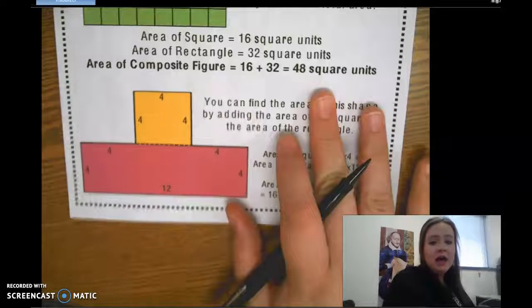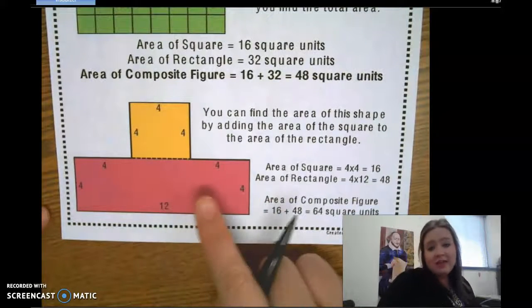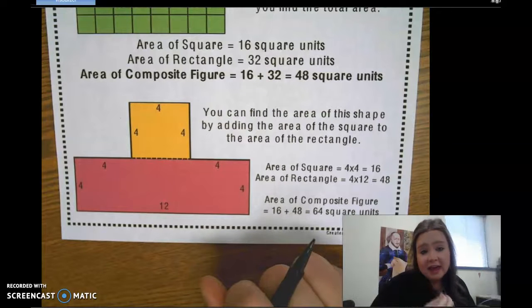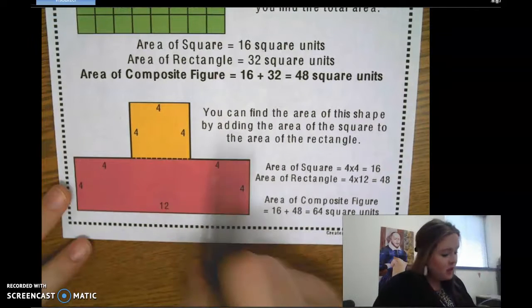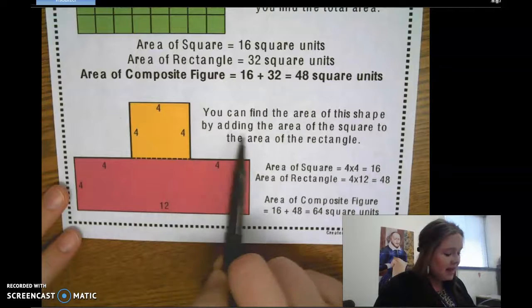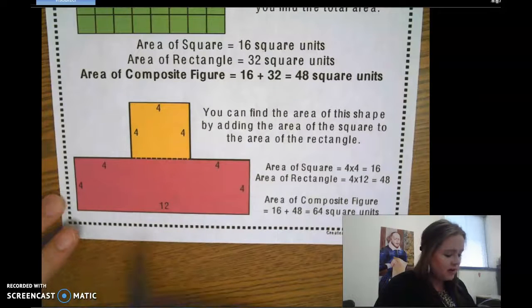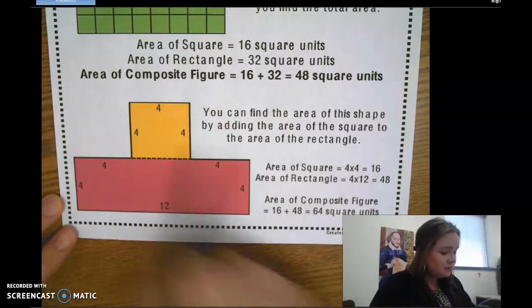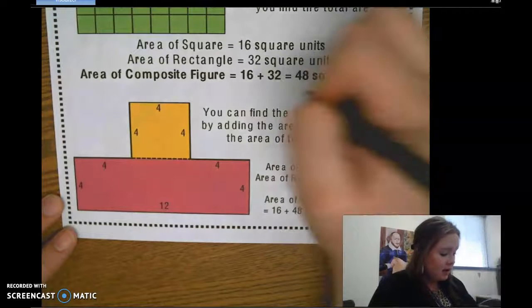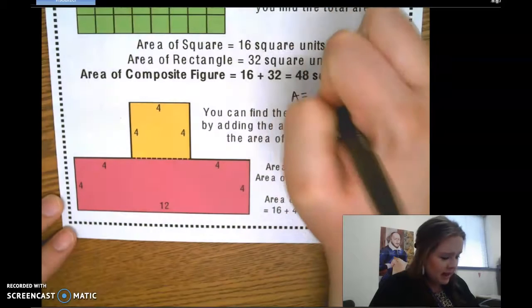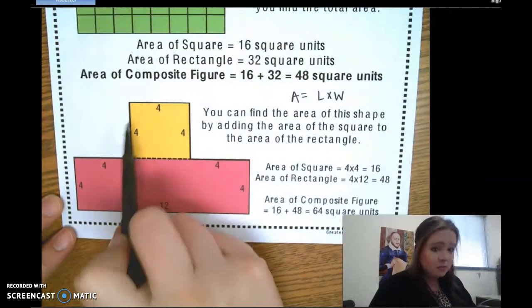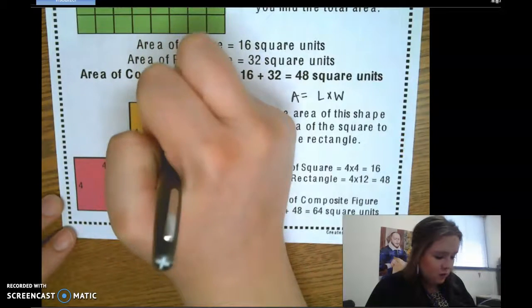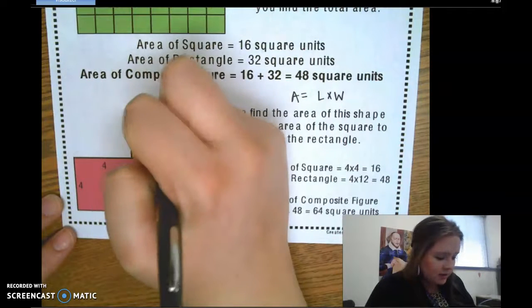All right? Another one is you're not always going to be given the lengths or you're not always going to be given the grid, your little squares, okay? So you can find the area of this shape by adding the area of the square to the area of the rectangle. Same thing here. The area of the square is 16. 4 times 4. Remember, area equals length times width. So this would be area equals 4 times 4. Area equals 16.